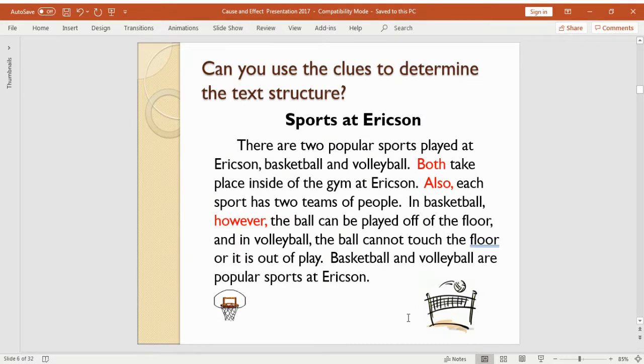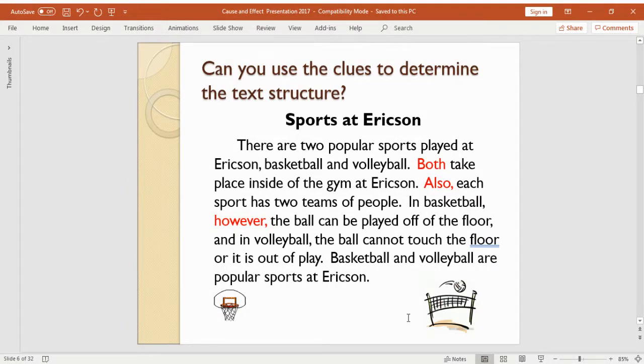In our first passage, you will notice that I have some words that are red. And these words are clues to help us determine the text structure. Let's look at this short passage. Sports at Erickson. There are two popular sports played at Erickson, basketball and volleyball. Both take place inside a gym at Erickson. Also, each sport has two teams of people. In basketball, however, the ball can be played off or on the floor. And in volleyball, the ball cannot touch the floor, or it is out of play. Basketball and volleyball are popular sports at Erickson.